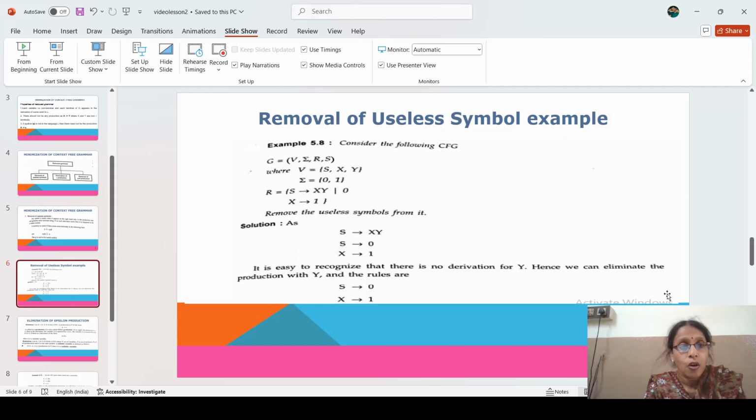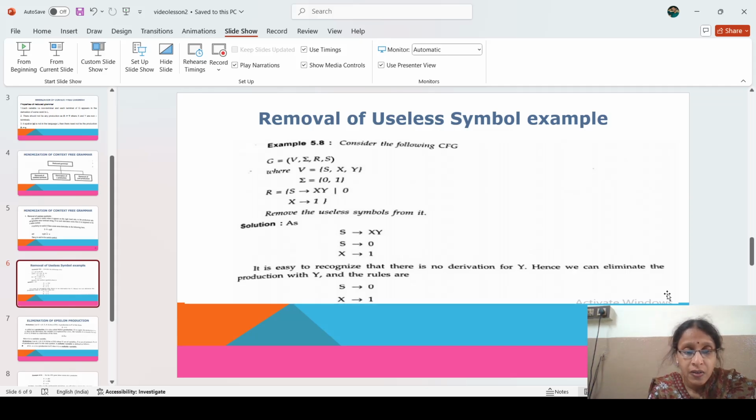Consider the example for the following CFG. Here we are giving variables S, X and Y, alphabets 0 and 1, and R is giving the productions S implies XY or S implies 0, X implies 1. Using these grammar production rules, we have to remove the useless symbols. First, we write the given productions: S implies XY, S implies 0, X implies 1. In the first production rule, we observe that S implies XY. Here S is a non-terminal and on the right hand side we have non-terminals X and Y. From X we are deriving the terminal 1.